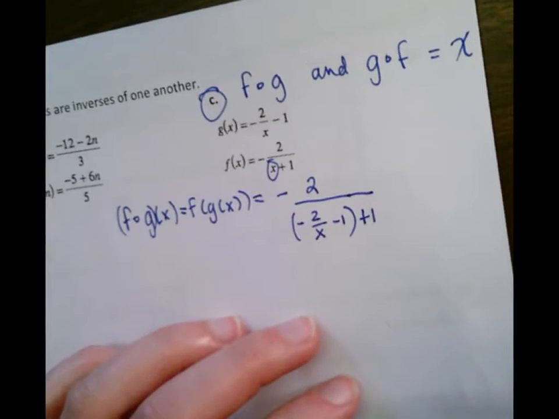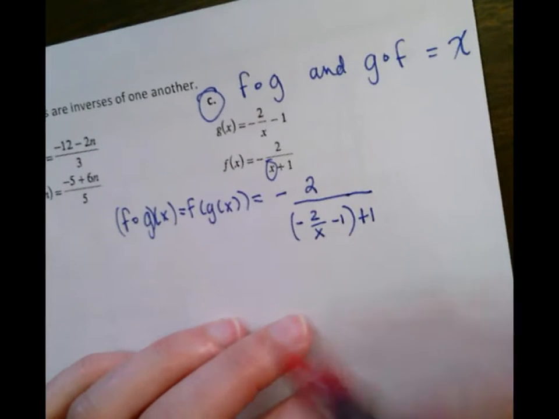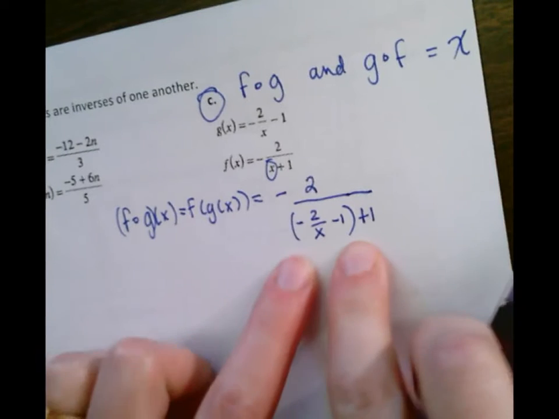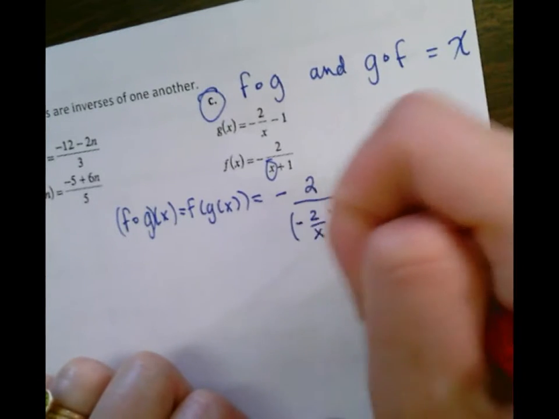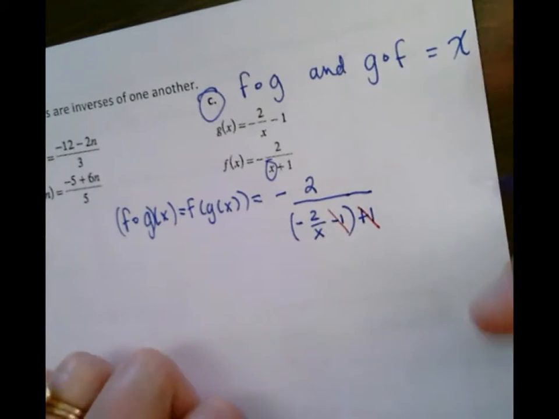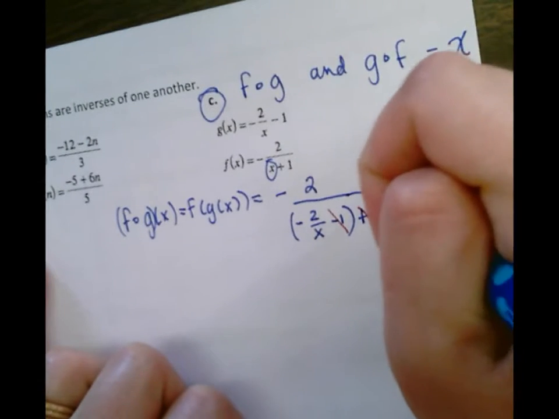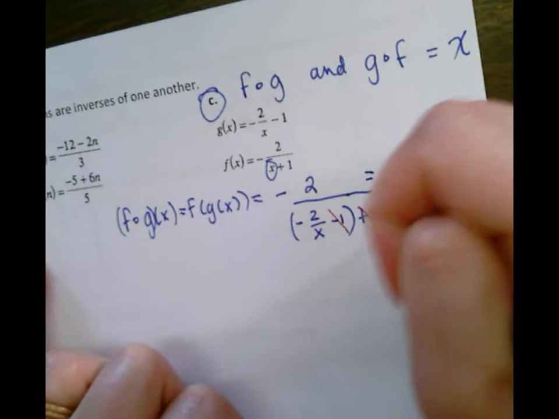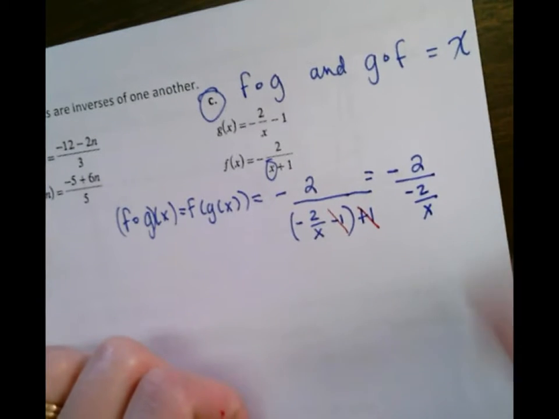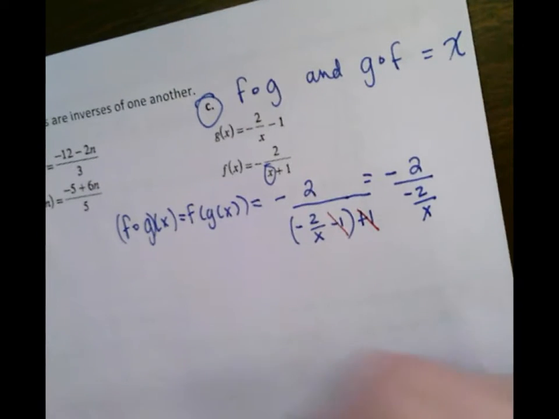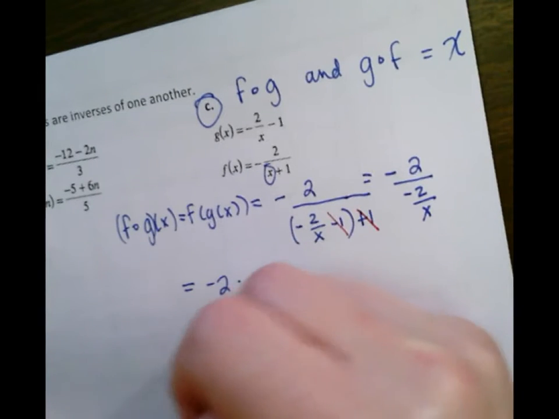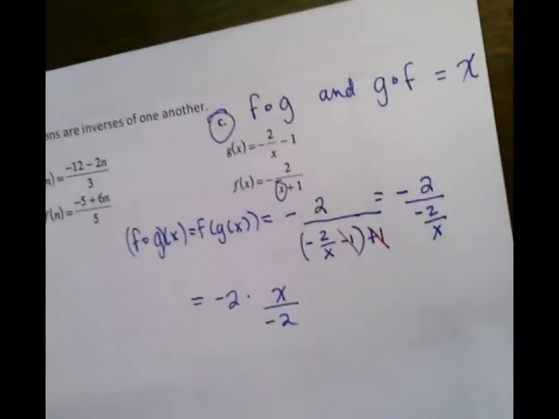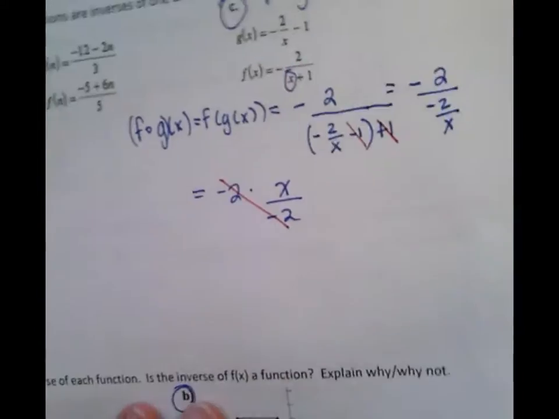Okay, so what happens here? Well, first of all, I don't really need these parentheses in my denominator because all I'm doing is adding. So negative 1 plus 1 cancels. Now I have negative 2 over x. And remember, when you're dividing by a fraction, you can multiply by the reciprocal. So this would become negative 2 times x over negative 2. And then your negative 2's will cancel, and you're left with x.